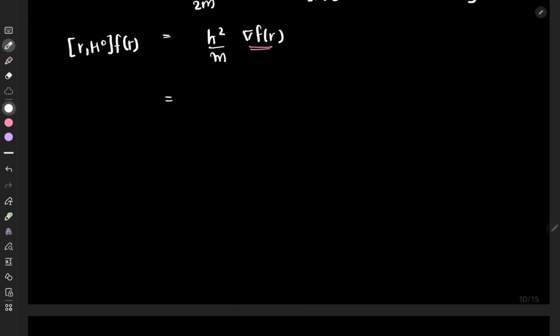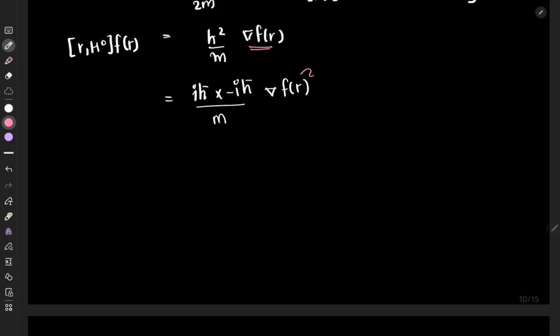That's the final answer. Next, I'm going to put ih cross into minus ih cross divided by m del f of r. So h cross square, I just split it into plus ih cross into minus ih cross. So i square is minus 1, then there's a minus plus h cross square by m. So the same thing but written in a different format.